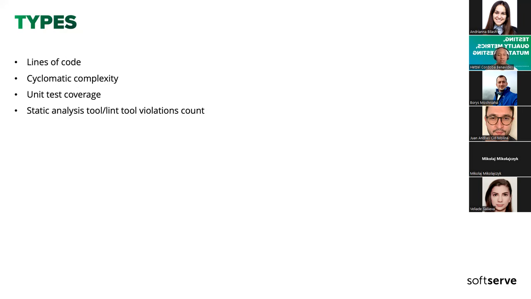And we have the static analysis tools, or linter tool violations. For example, linters are tools that we commonly use in our projects. I don't know, guys, if you're using Visual Studio Code or maybe some application from JetBrains, but most of the time they use linters in order to tell you that the code you are writing has some problems, or that it is fine.